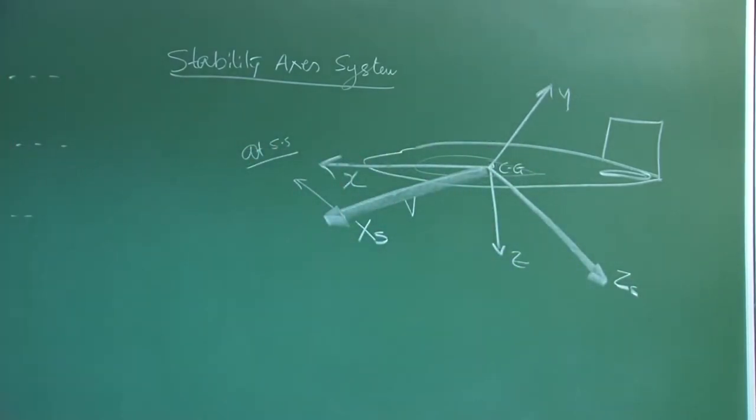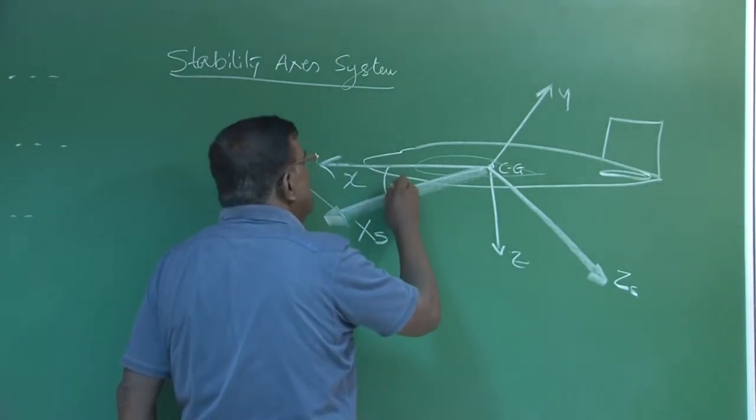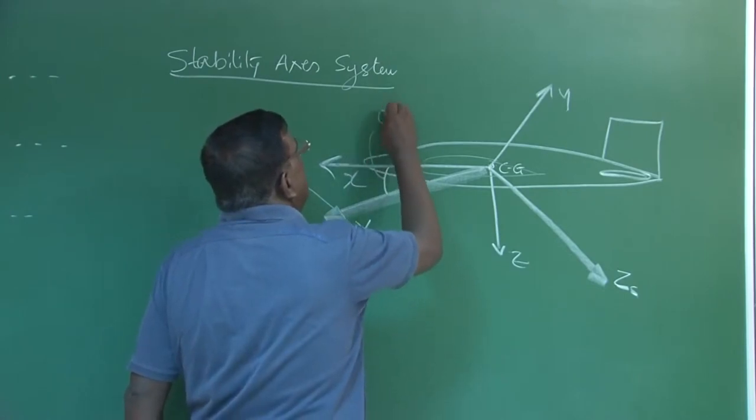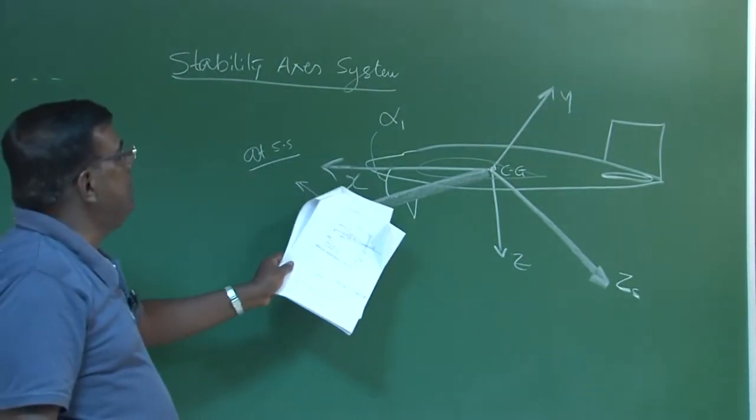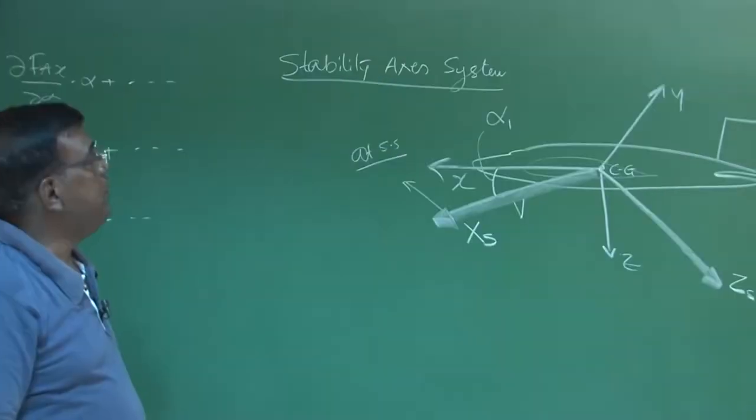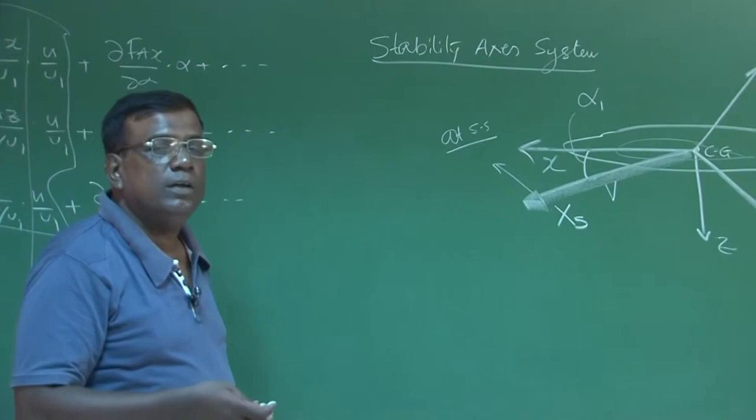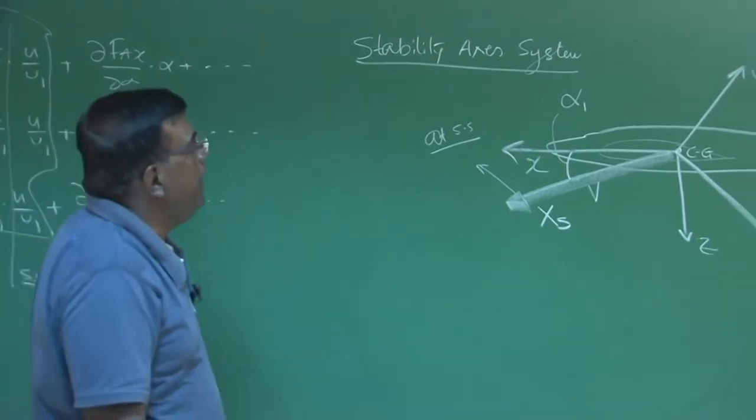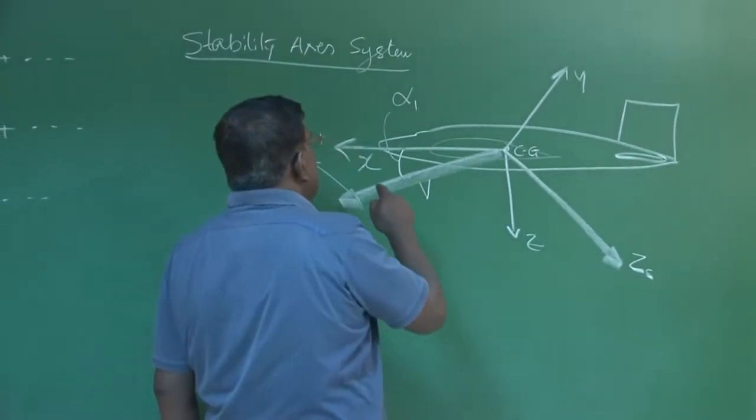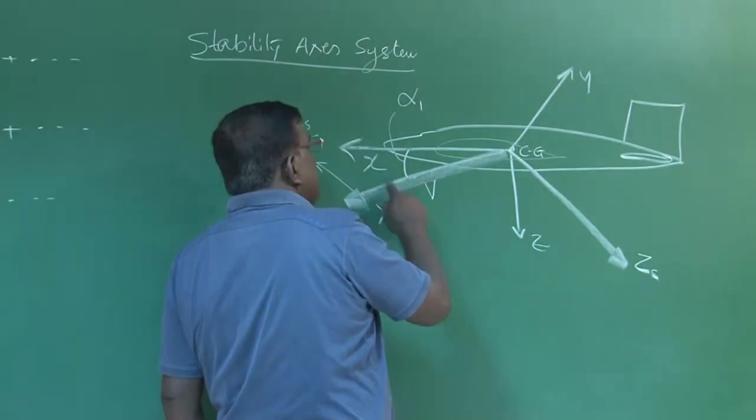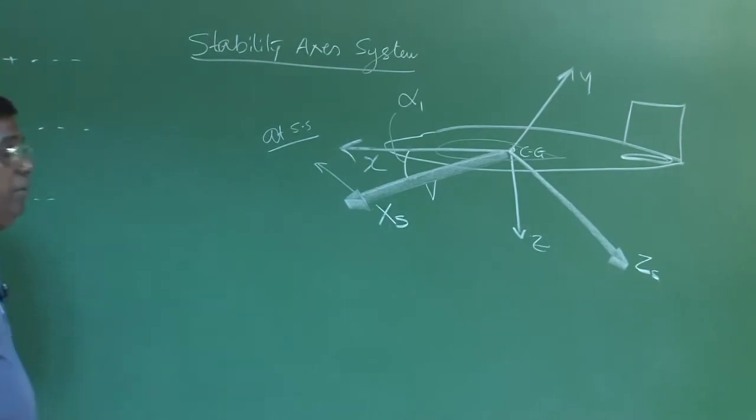If we now try to see what exactly it means, earlier this angle was alpha, the angle of attack at steady state, the angle between the velocity vector and the x-axis. That is how we define angle of attack. We are also assuming that x is aligned along the chord line of the wing. However, when I am defining XS like this, then I know there is no angle between XS and V. That is very important. What is the implication of that?